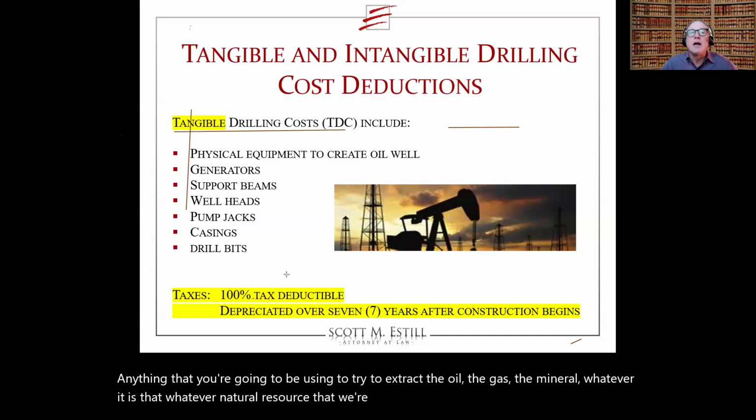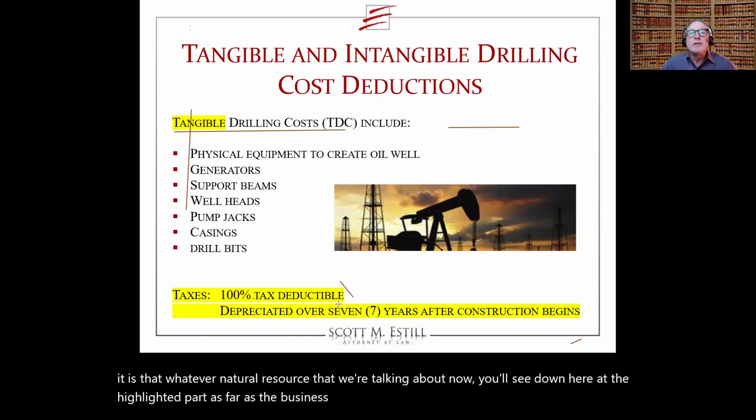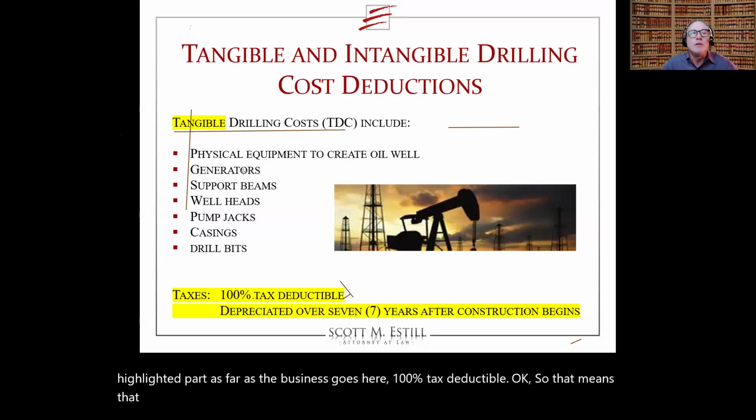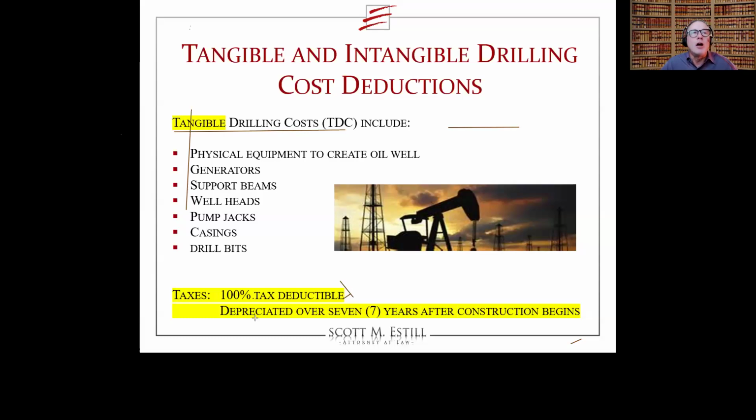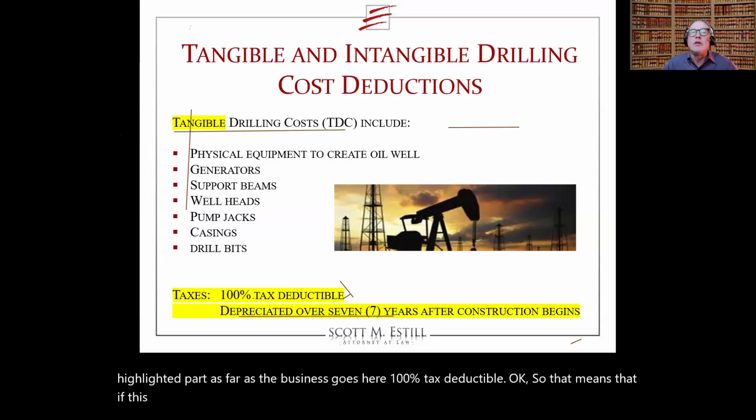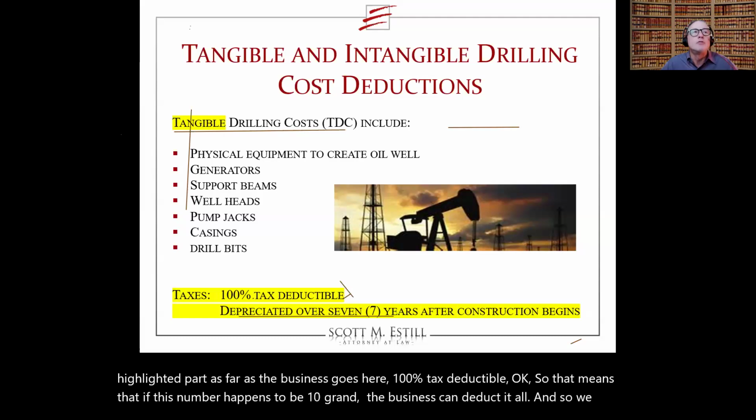Now, you'll see down here at the highlighted part, as far as the business goes here, 100% tax deductible. Okay. So that means that if this number happens to be 10 grand, the business can deduct it all. And so we don't have to worry about any sort of expenses where we're not going to get the tax deduction. It's going to be a question of when do we get it? And so here we can certainly depreciate all of this over 7 years. So our worst case scenario is it's going to take us 7 years after the construction begins to be able to recoup all of these tangible drilling costs.